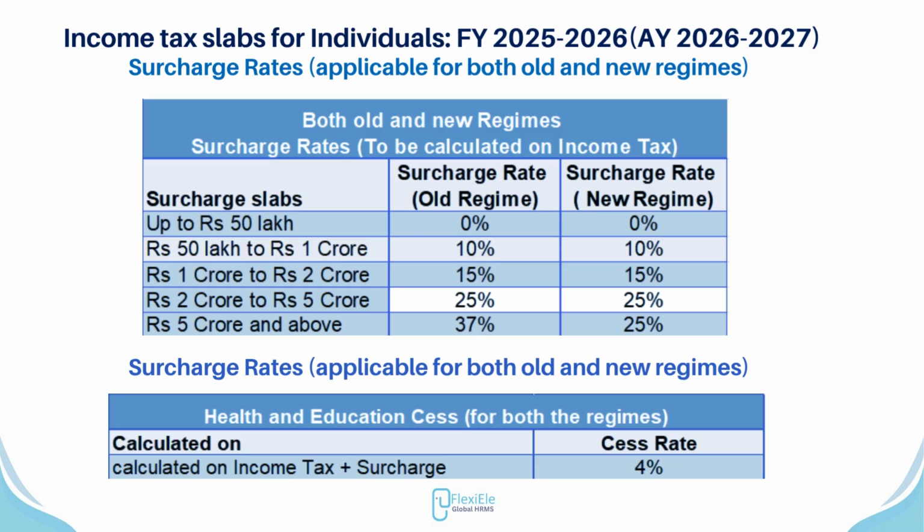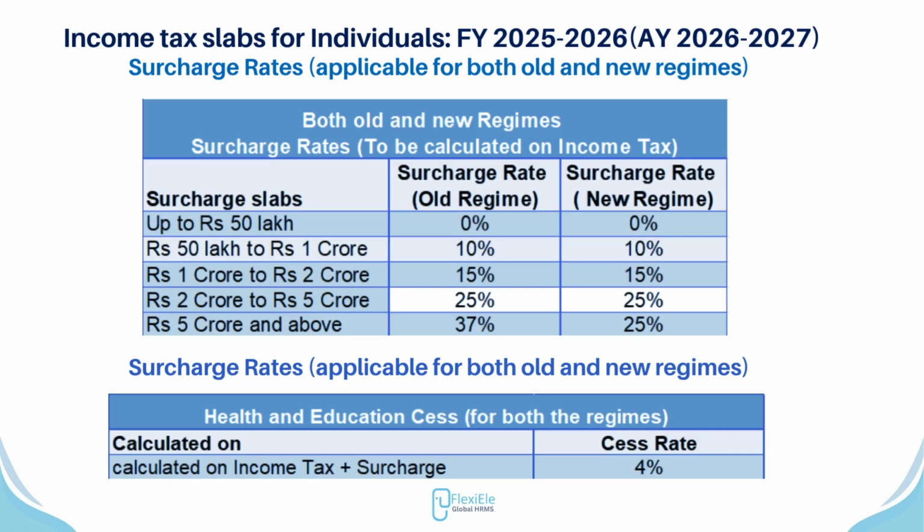Once your income crosses a certain threshold, the government says, "Hey, you are earning quite a bit. Let's add a little extra." That little extra is called surcharge. It's a percentage added on top of your regular income tax based on how much you earn.